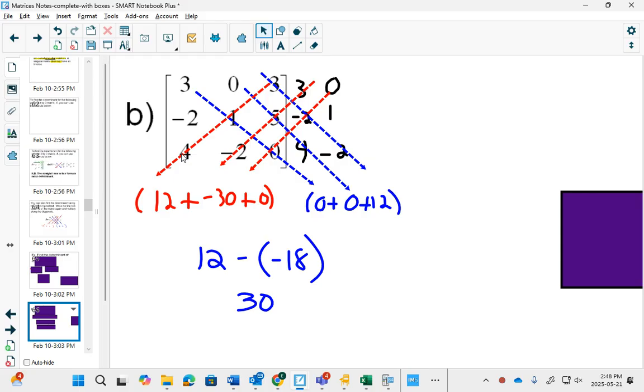How did you do? Did you get 30? Add up your main diagonals and get 12. Add up your other diagonals, get negative 18. Subtract them and get 30.